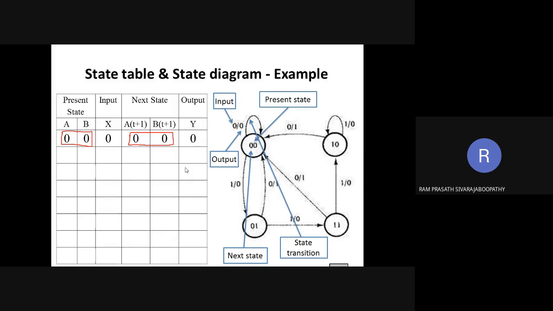Sir, here X represents D and Y represents Q. No, no, no, Srihari. A and B are QA, QB. A of T plus 1 and B of T plus 1 represent QA of T plus 1, QB of T plus 1. Where X and Y are the separate inputs and outputs. That's what I drew in the diagram.